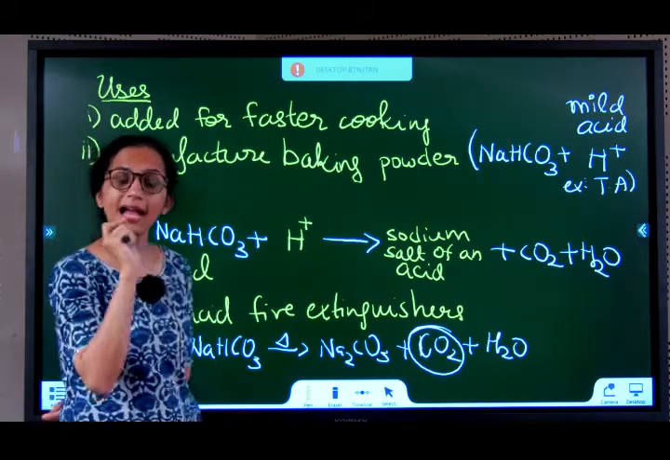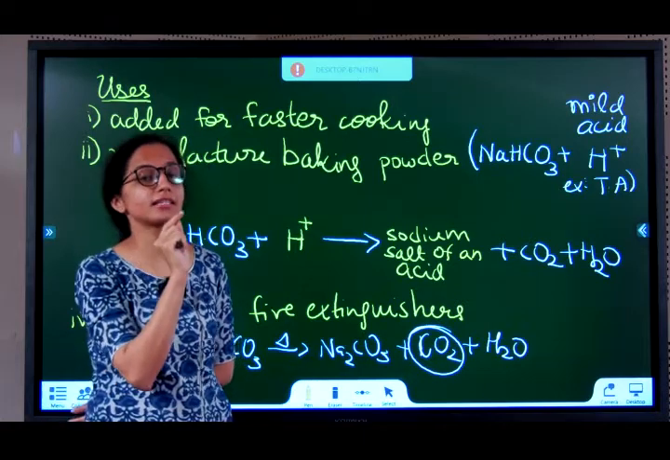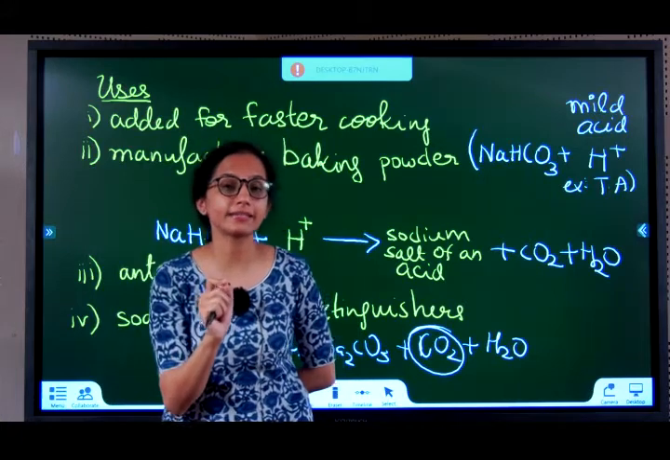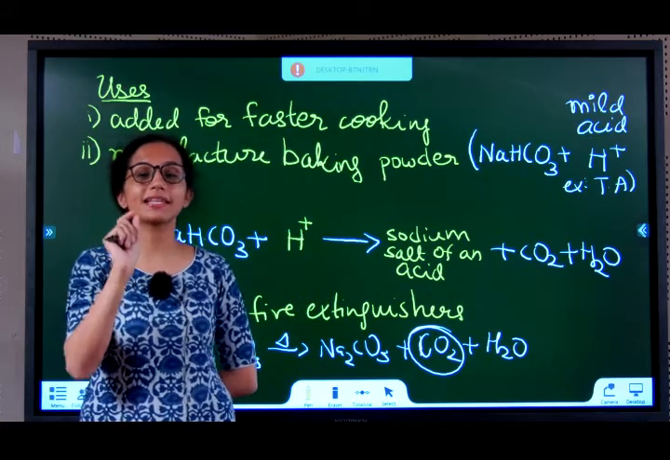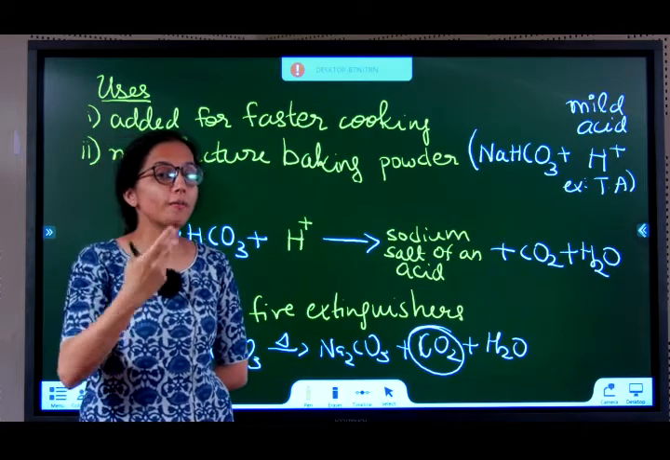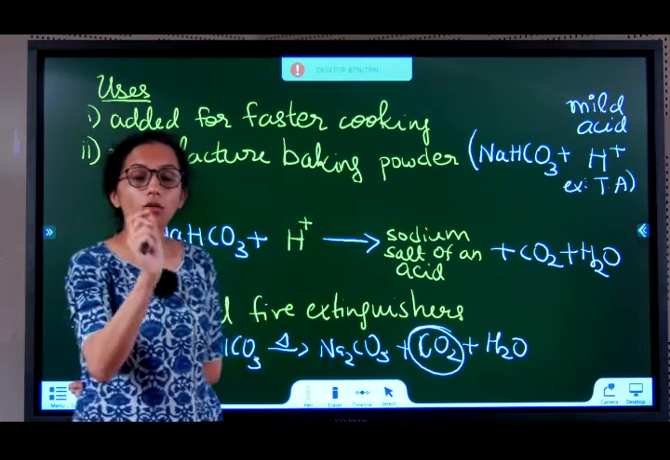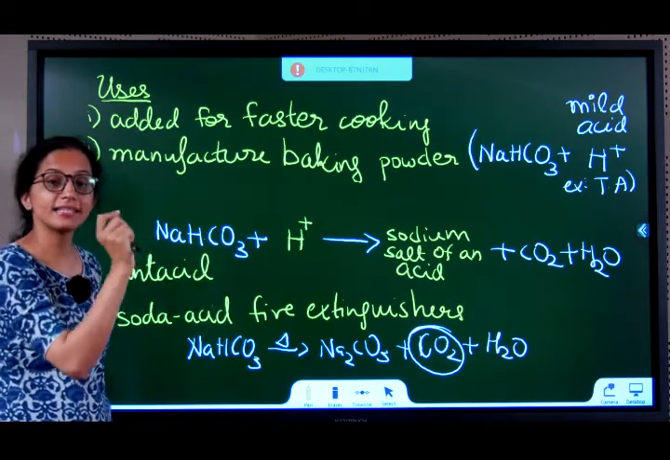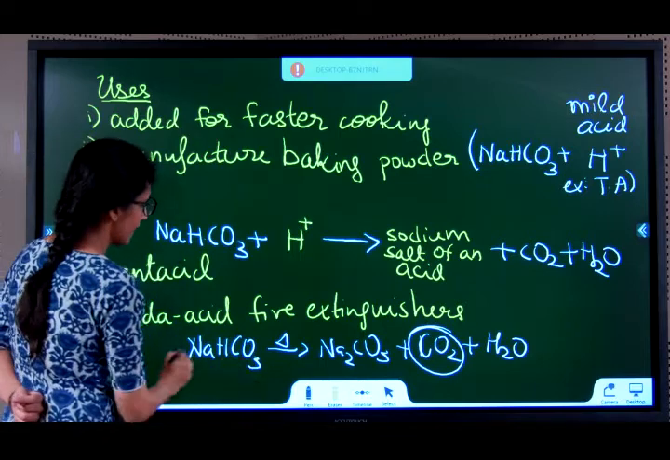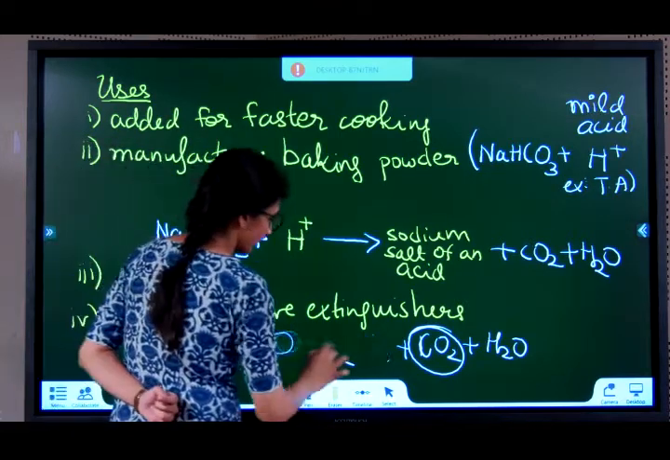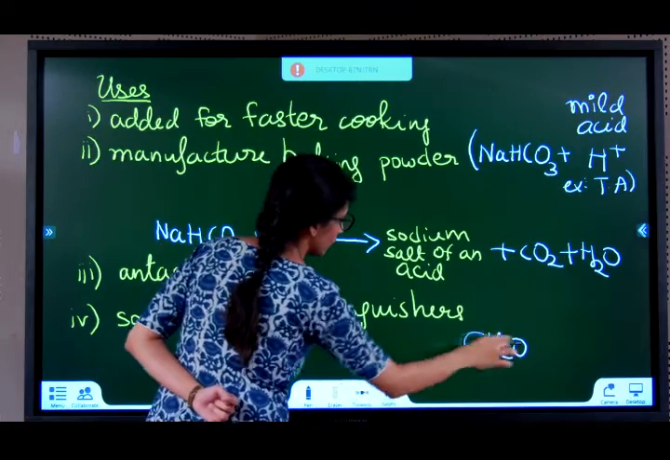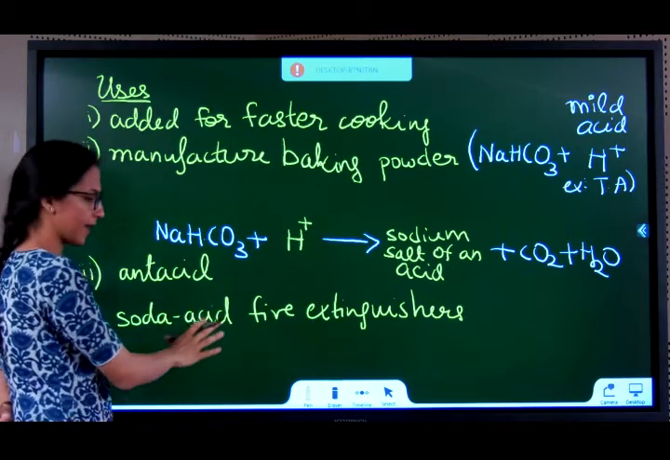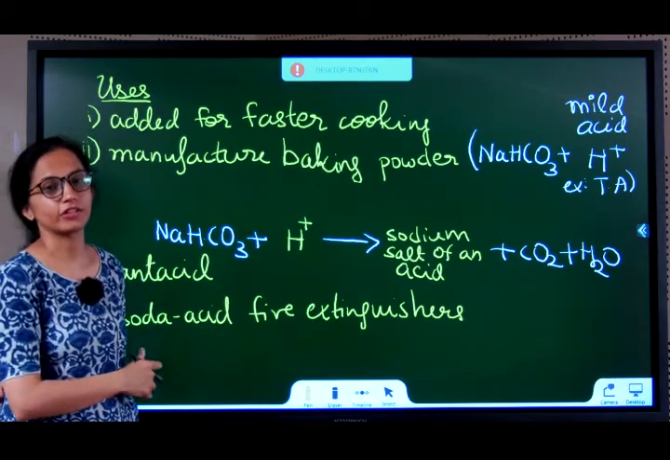Acid is particularly added to reduce the bitterness of sodium hydrogen carbonate. Sodium hydrogen carbonate is mildly basic, and in the starting of the chapter we learned that bases are bitter. So you don't want your bread or your cake to be bitter. To avoid that, how do you bring down the basicity? By adding an acid. So an acid is added to bring down the bitterness caused by sodium hydrogen carbonate. I hope you understood why we chose this combination, how the bread becomes spongy, and how this behaves as a soda acid fire extinguisher.